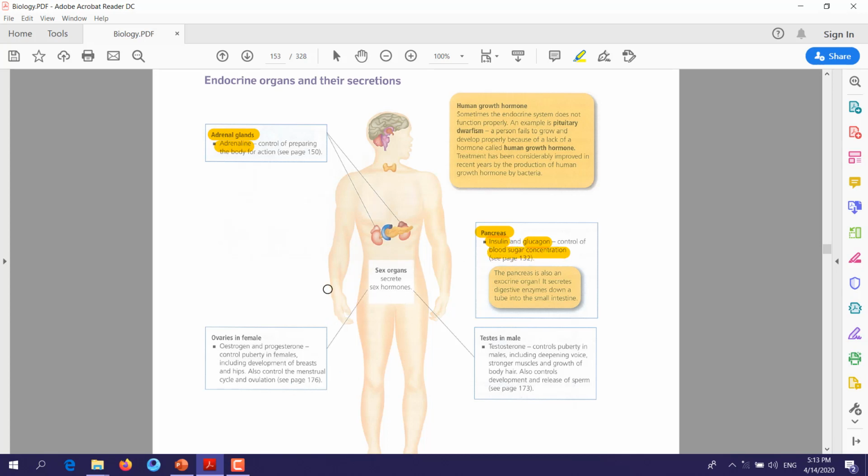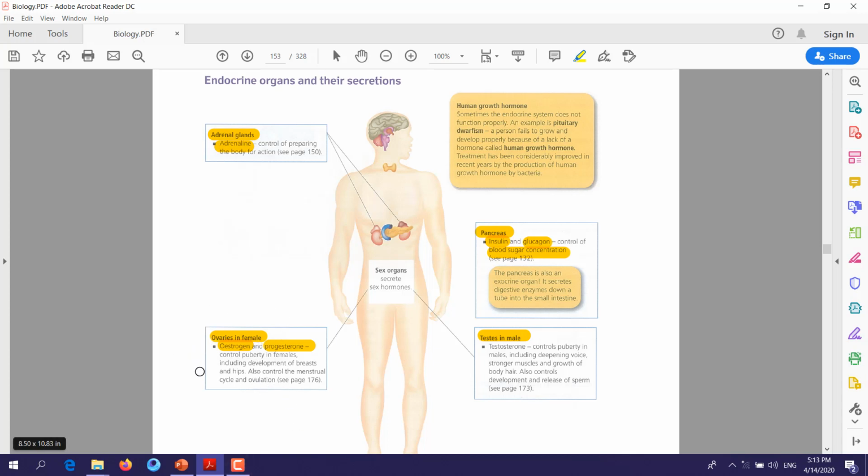Then other organs are the sex organs. We have ovaries in females and testes in males. Now, what are the hormones released from each organ? We have estrogen and progesterone. These two hormones, the function of them is what? They control puberty in females, including development of breasts and hips. They also control the menstrual cycle and ovulation.